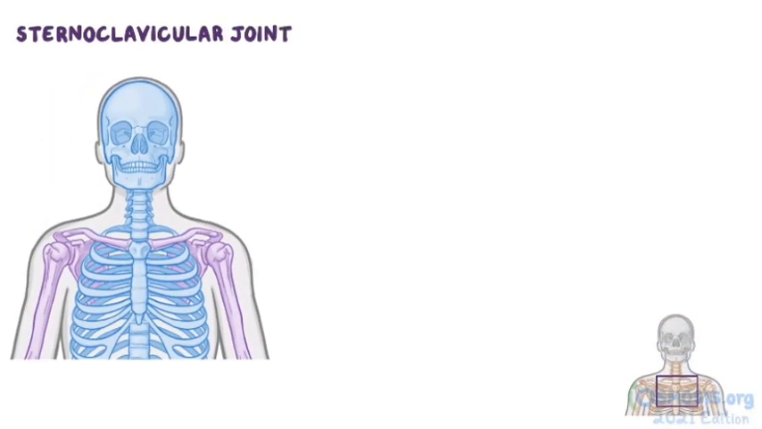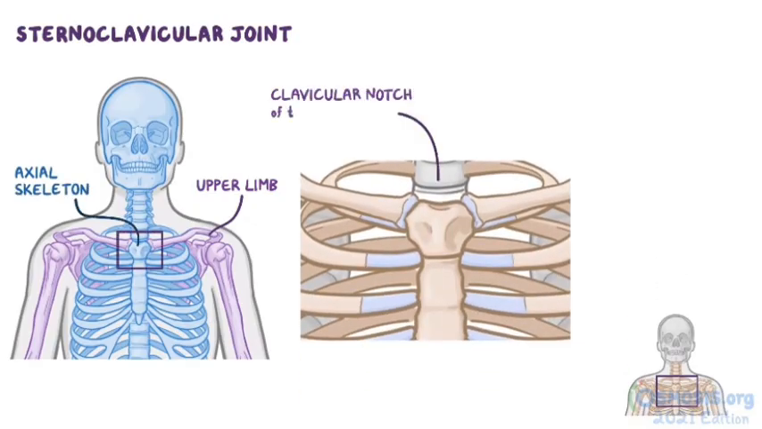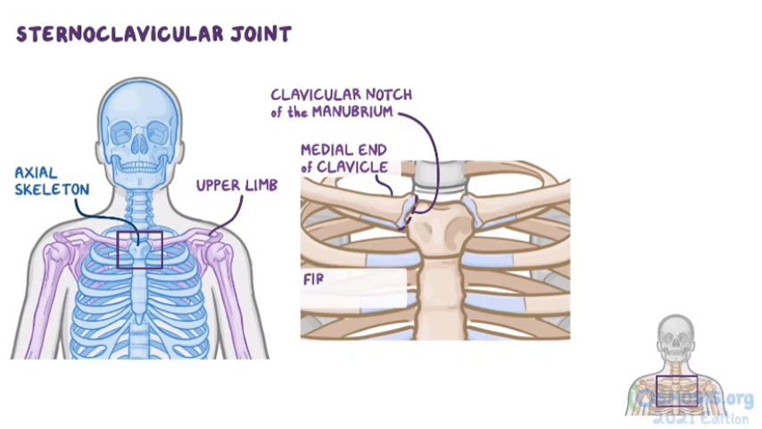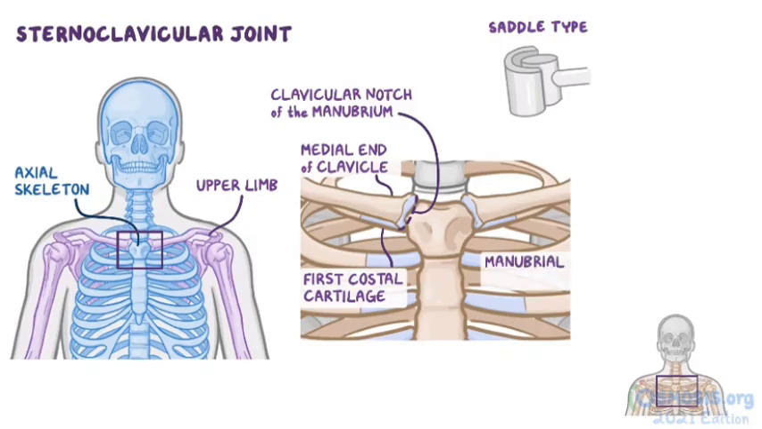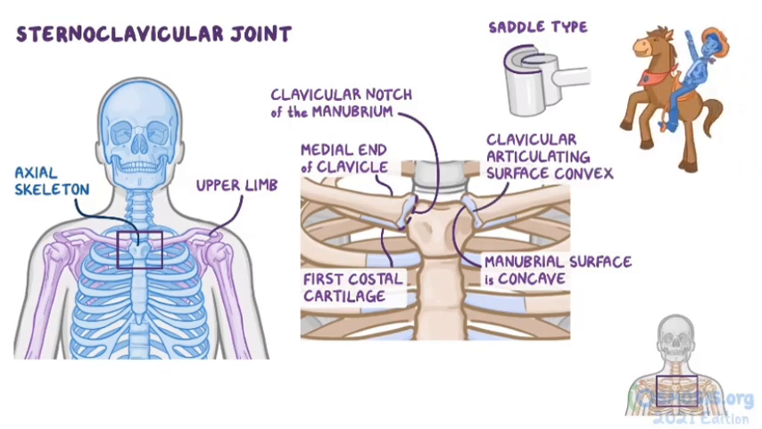First up, there's the sternoclavicular joint, which is the only bony articulation attaching the upper limb to the axial skeleton. It involves the clavicular notch of the manubrium, the medial end of the clavicle, and a small part of the first costal cartilage. It is a saddle synovial type of joint, named so because the manubrial articulating surface is concave and the clavicular articulating surface is convex, so they fit together the same way that a cowboy sits on his horse's saddle.